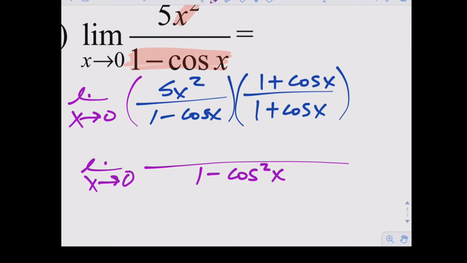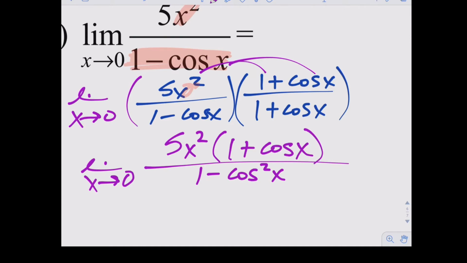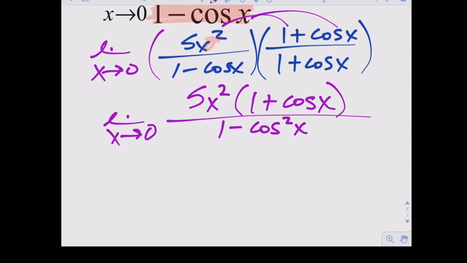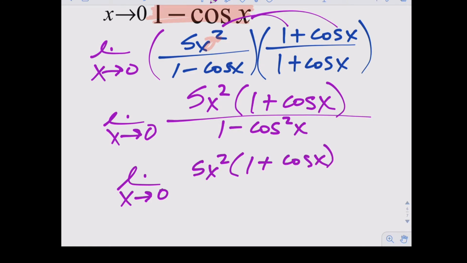Do I want to distribute the 5x squared into both terms in the top? No, because x squared is still causing the 0, and we can only divide out common factors. So I'm going to leave it factored. But in the bottom, I get a 1 minus cosine squared, which is the difference of squares. But of course, in trigonometry, that also set up a what? We can use an identity. Yeah, we can use a Pythagorean identity, and 1 minus cosine squared we can replace with sine squared.